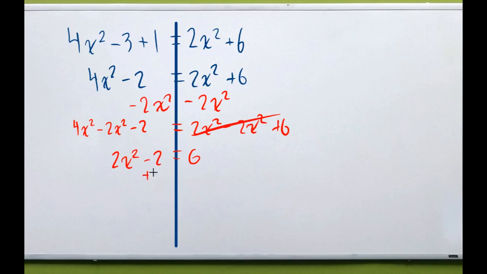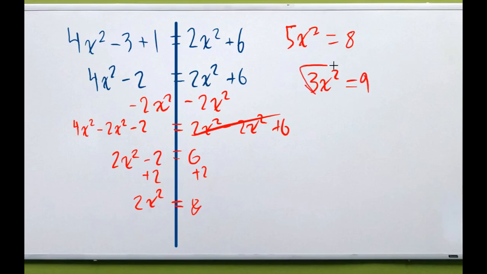We can do that by having plus 2 on both sides to get 2x squared is equal to 6 plus 2, which is 8. And before we take the square root, we have to have the x squared by itself. We can't have like a 5x squared equals 8 and take the square root. We can't have a 3x squared equals 9 and just take the square root. Let's just go ahead and get rid of this 5 or this 3, or in this case, the 2. So when we do that, we have to divide by 2.